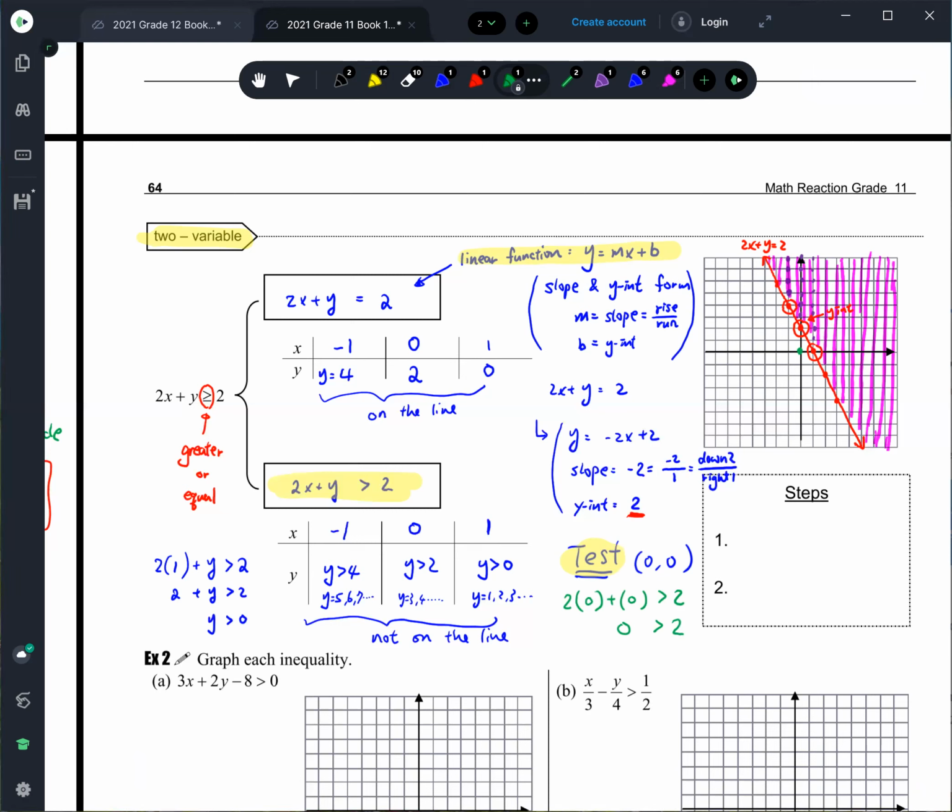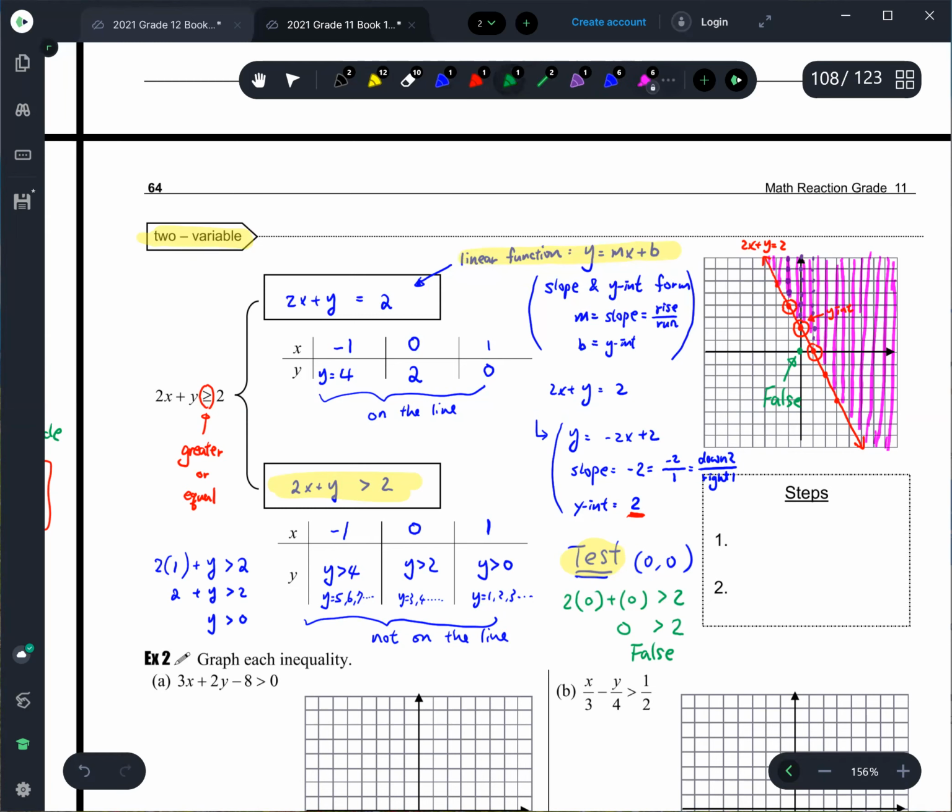Okay, if you think 0 is bigger than 2, can you raise your hand? Is 0 bigger than 2? 0 is less than 2, right? I'm glad no one raised the hand, okay? So 0 bigger than 2 will be false, right? This point is false. That point is under the line, right? So if that point is false, everything else on the same side will be false. So that means everything on the other side will be the true side. So true.